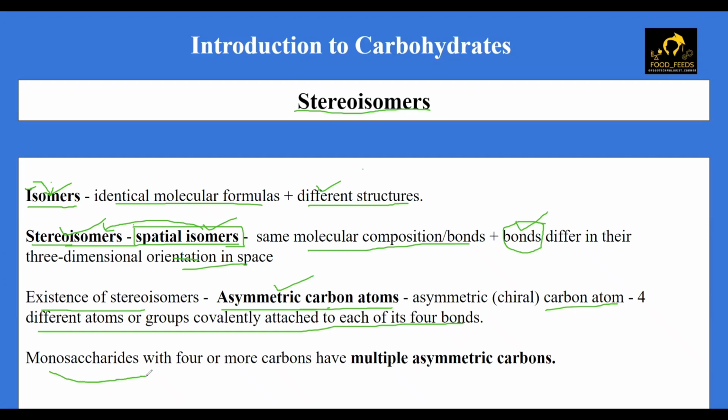In the case of monosaccharides, those with 4 or more carbons have multiple asymmetric carbons. If you see the structure of monosaccharides, you can find a number of asymmetric carbon atoms which have different groups on each side of the carbon. So let's see what is next.